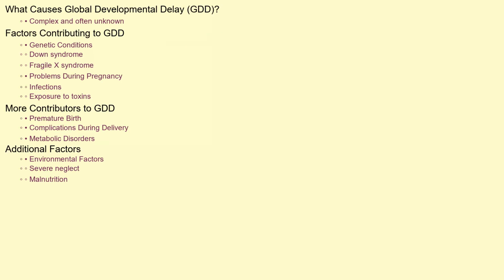So, what causes GDD? The answer is complex. In many cases, the exact cause remains unknown. However, GDD can stem from a variety of factors. These include genetic conditions, such as Down syndrome or Fragile X syndrome. Problems during pregnancy, like infections or exposure to toxins, can also play a role. Premature birth, complications during delivery, and metabolic disorders can all contribute to GDD. In some cases, environmental factors like severe neglect or malnutrition may be implicated.